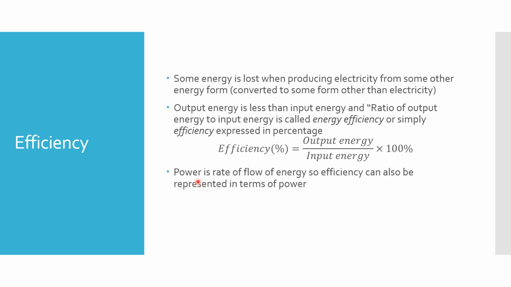Moreover, because power is the rate of flow of energy, efficiency can also be represented in terms of power simply by substituting the power instead of energy. So efficiency can be calculated based on powers by taking this ratio, which is output power divided by input power, and you multiply it with 100 to take it into percentage.